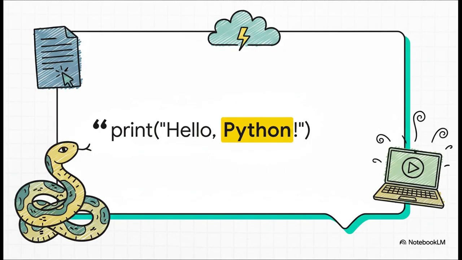Now open that new file in any basic text editor, like Notepad on Windows or TextEdit on Mac. Just copy this exact line from the screen and paste it right into your file. print("Hello, Python"). That's it. Save the file, and your spell is written.